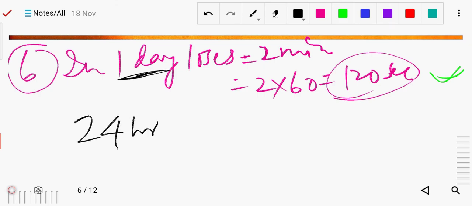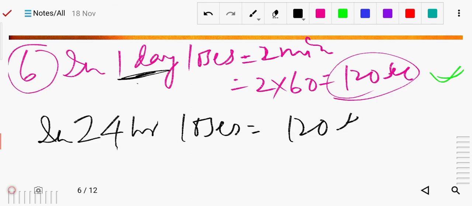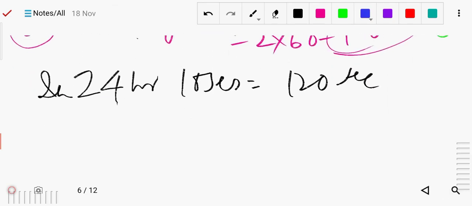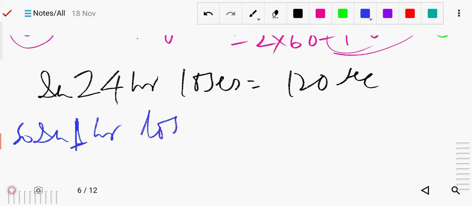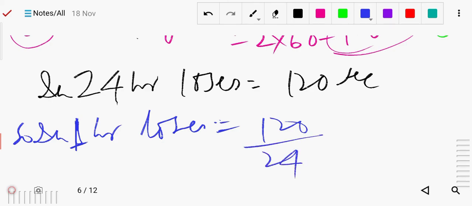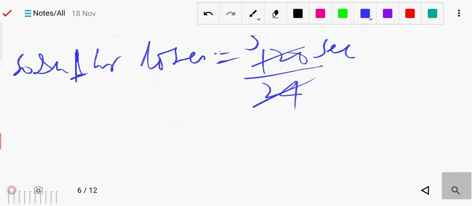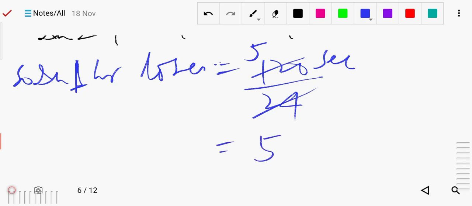Can we write this one day as 24 hours? In one day there are how many hours? 24 hours. So in 24 hours it loses the same 120 seconds. Okay, now it is asked in 1 hour. So in 1 hour it loses 120 divided by 24. Okay, so this is in seconds. So you can divide it how many times? It will divide 5 times. So in 1 hour how much is lost? 5 seconds. Okay, your answer is 5 seconds.